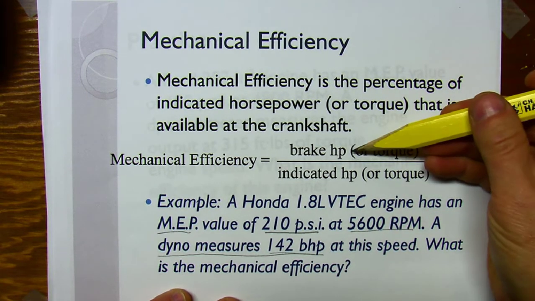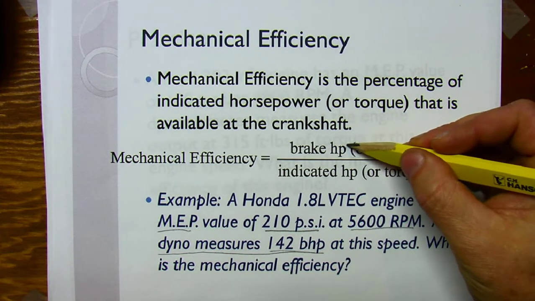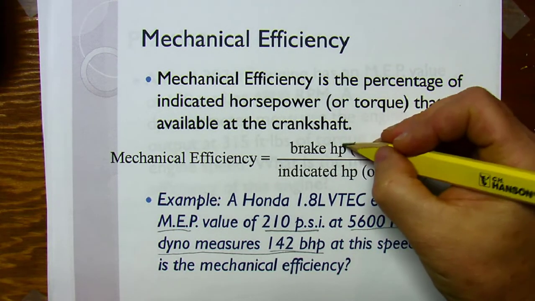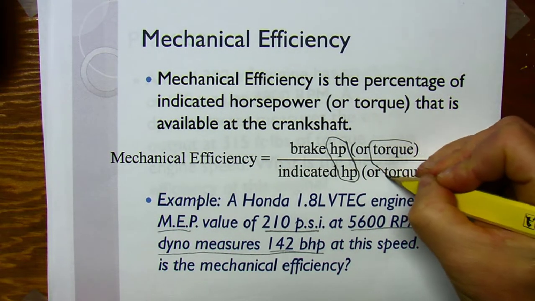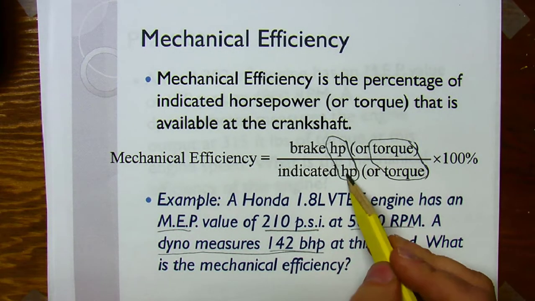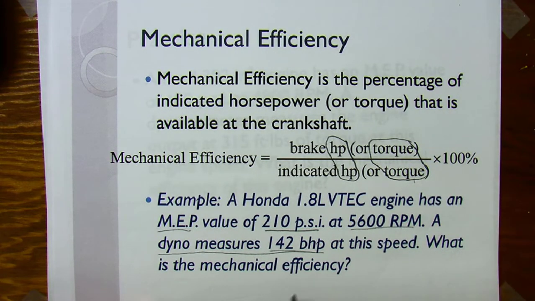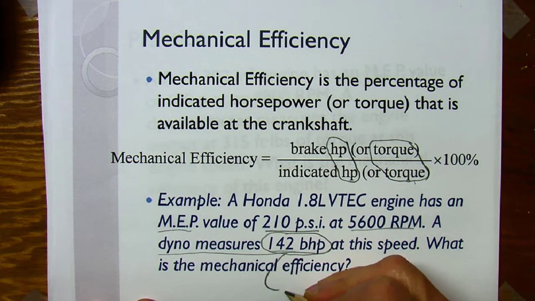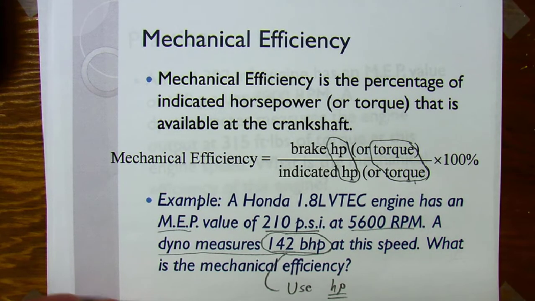Well, we know what the brake horsepower is, so our mechanical efficiency is going to be our brake horsepower of 142 divided by the indicated. We got to figure out what that is. Now, here's the thing. This formula works either with horsepower or with torque, but you cannot mix or match them. If we're going to use horsepower, these both have to be horsepower. And if we're going to use torque, these both have to be torque. So what are we given here? We're given 142 brake horsepower. Therefore, we must use horsepower for this problem. So let's do that.